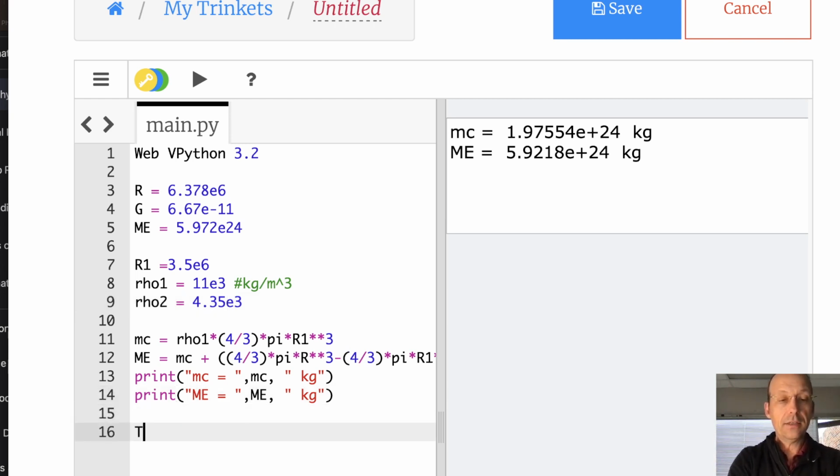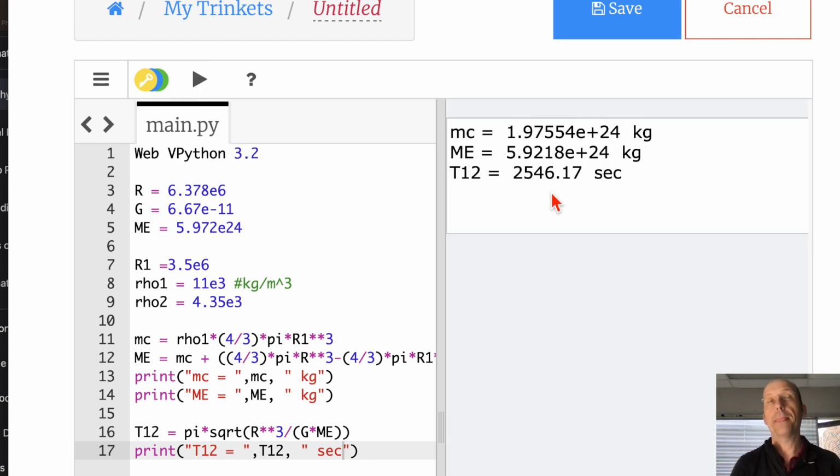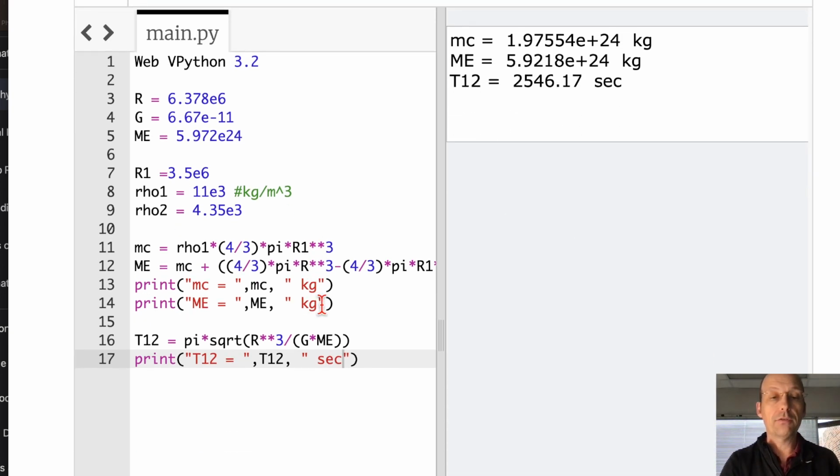Now let's calculate T 1/2. I call it T12. T12 is the time it takes to orbit halfway around. And I already said that was equal to, looking at my equation, pi times the square root of the radius of the Earth cubed divided by g times ME. And let's print that. Print T12 equals T12 seconds. That's how long it takes to go halfway around the Earth. Okay. Now we can compare that to moving through the center of the Earth. So now we need to do that.